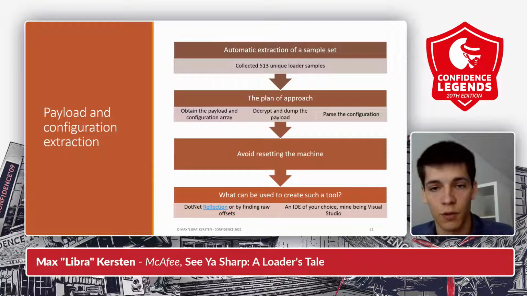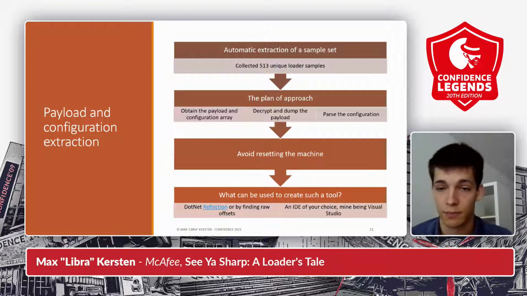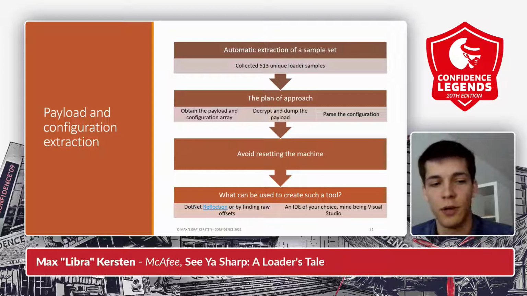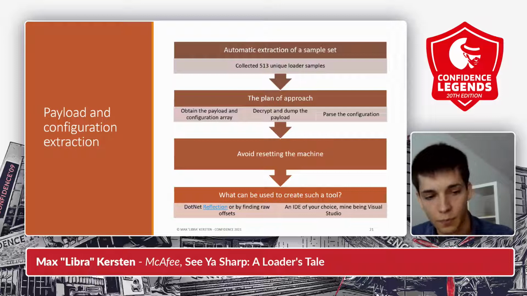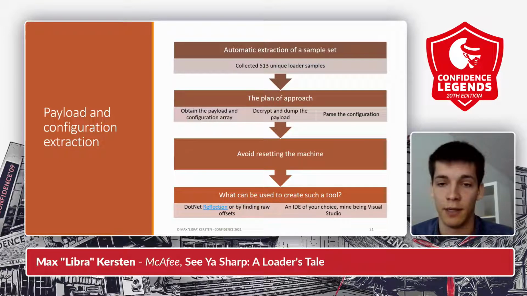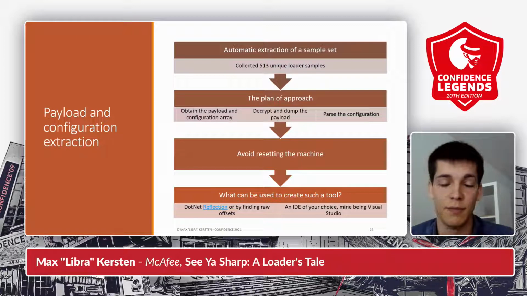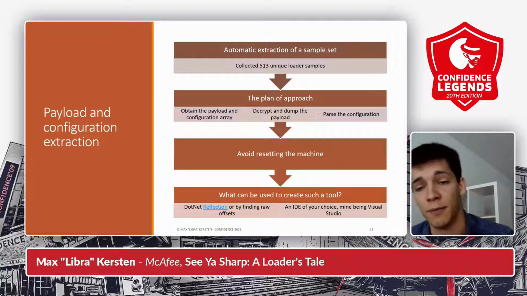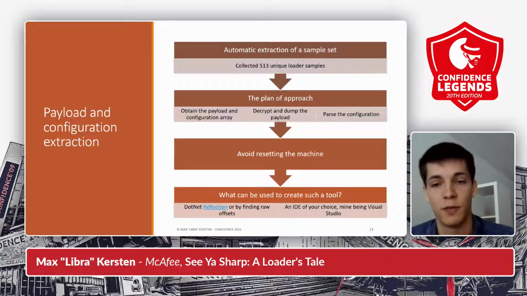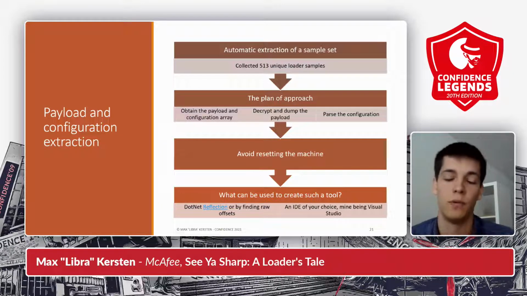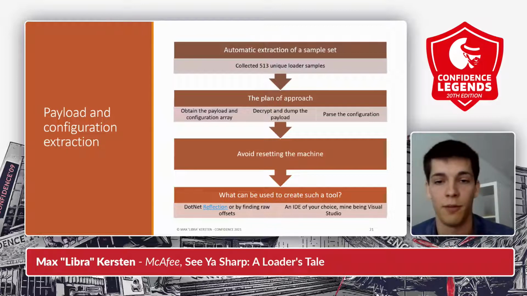So the collection of the 513 unique samples based on the Yara rule has been completed for this thought experiment, so to say. So how do we then continue and talk about the fact that we want to extract the payload and the configuration array for each of these samples without doing it manually, obviously. Even though 513 is a lot of work, it can still be done manually. But ideally, you want a tool that does this for you, so you can further automate the process.